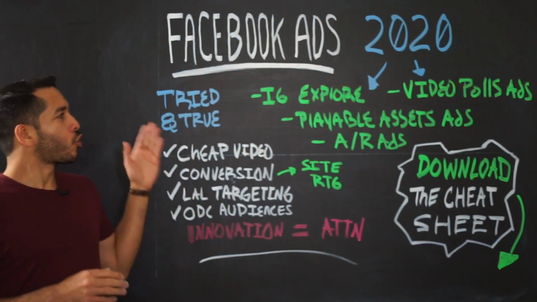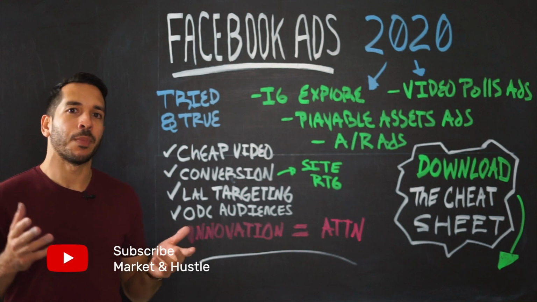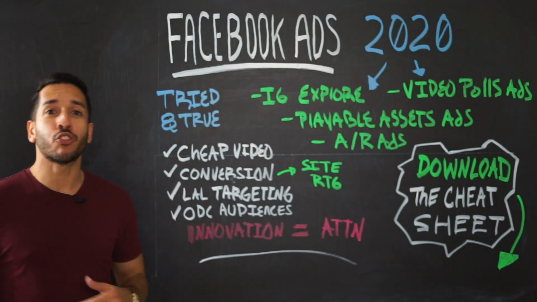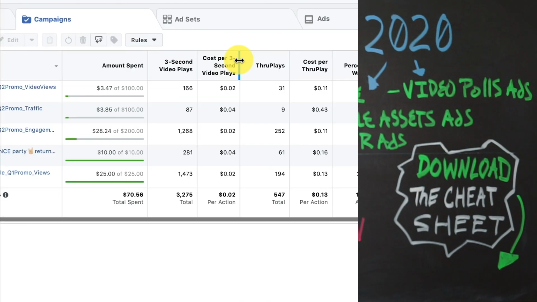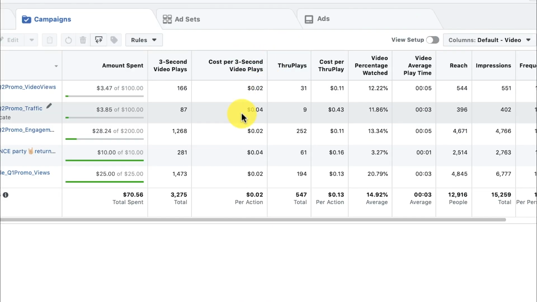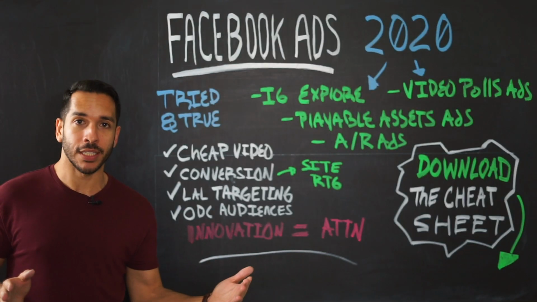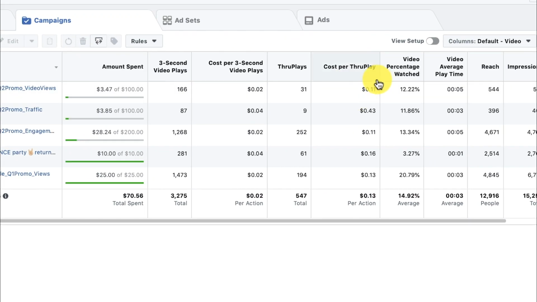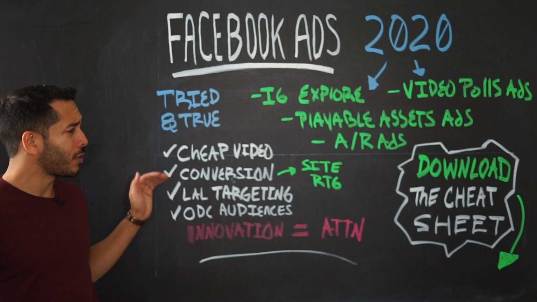So the first tried and true thing I want to call out about Facebook ads that you should continue to leverage: video. Video is extremely cheap on Facebook. On average, we're seeing anywhere between 2 to 5 cents for video view rates. Now, if you're looking at video completion rates, it's probably gonna be a little bit more expensive, around 15 cents, all the way up to 40 cents, depending on how competitive your audience is. We know that works really well.